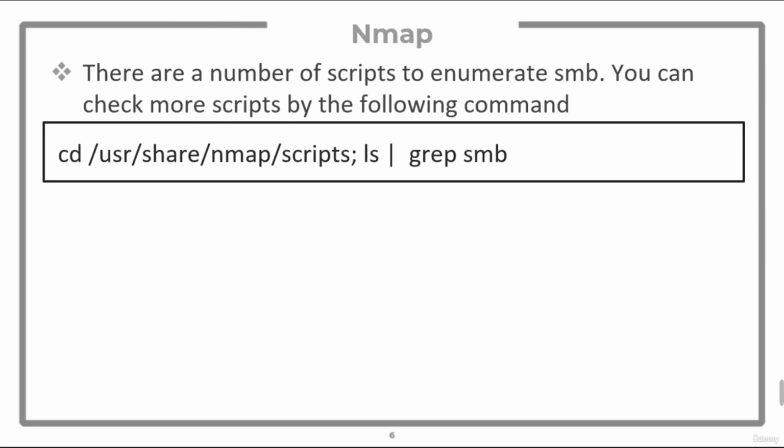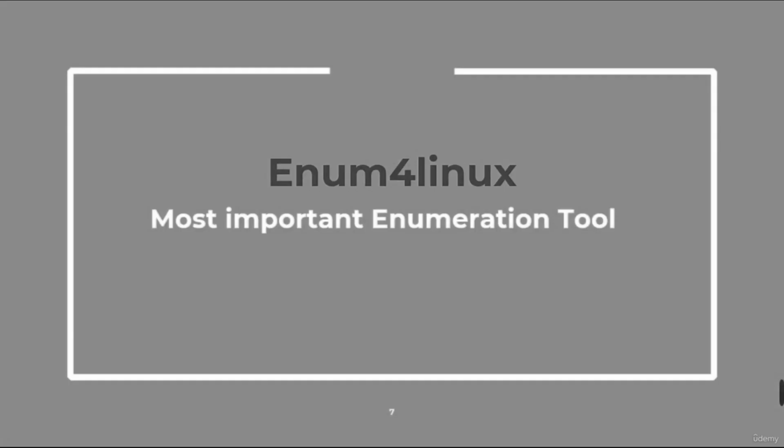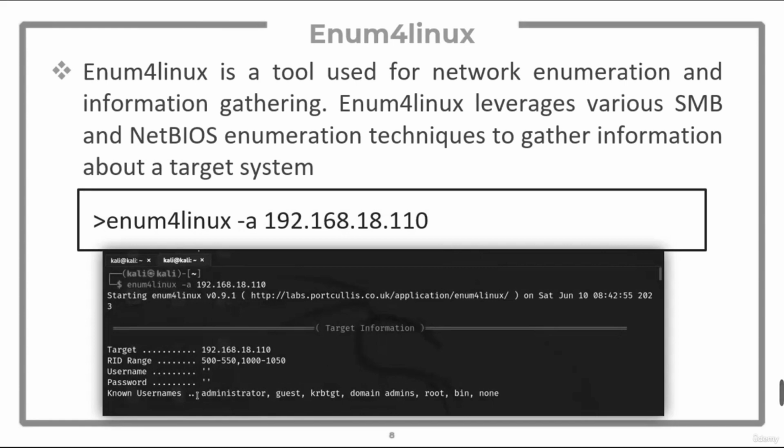Now let's see the other tool, which is enum4linux. It is one of the most important enumeration tools. Enum4linux is a tool used for network enumeration and information gathering. It leverages various SMB and NetBIOS enumeration techniques to gather information about a target system. Just use the command enum4linux -a and the target IP. Now let's see the demonstration.